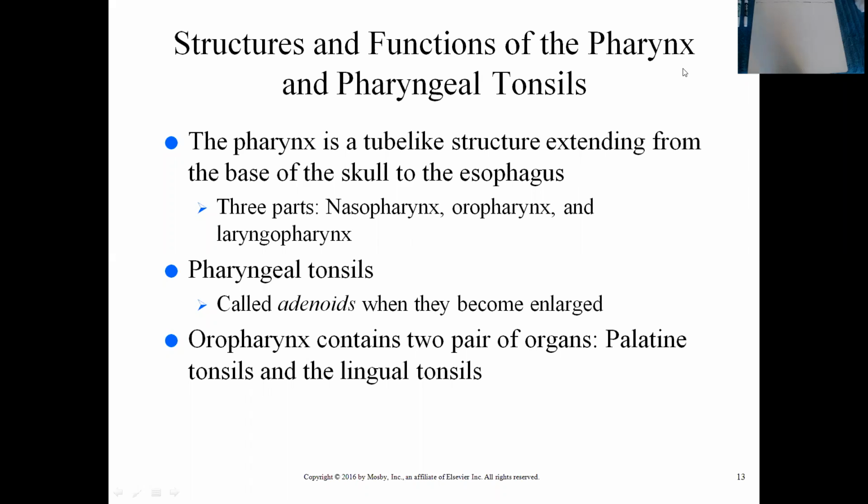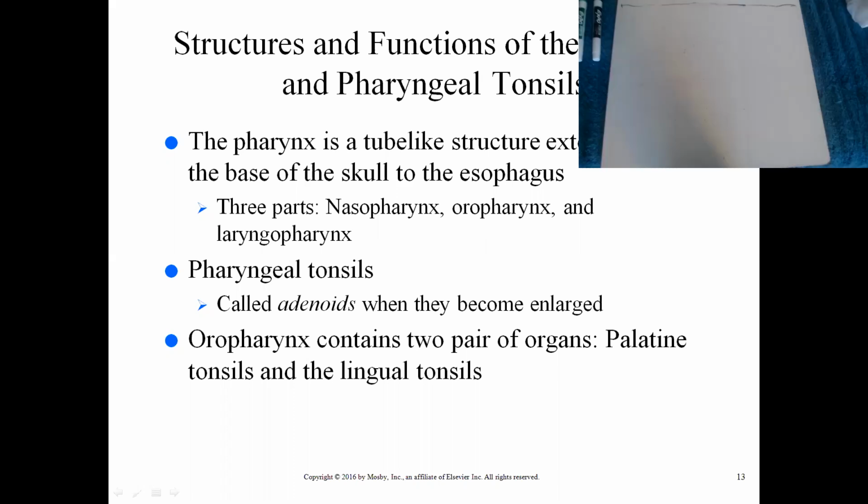So the pharynx is a cavity that is behind your nasal cavity and your mouth, extending a bit into the neck. And there are three parts to it: nasopharynx, oropharynx, laryngopharynx. Now, the three pharynx areas are named for the structures they are near.